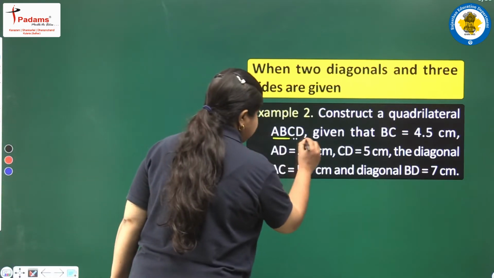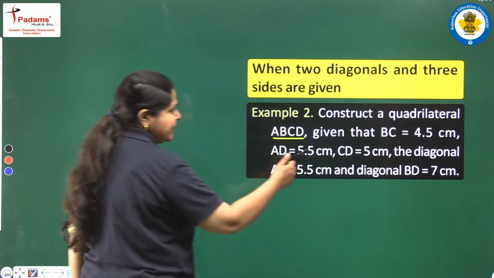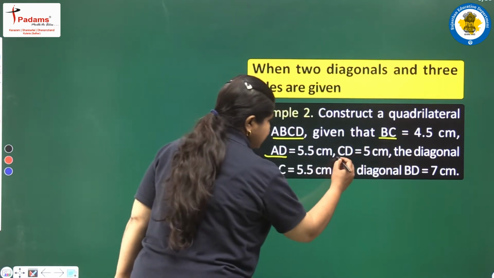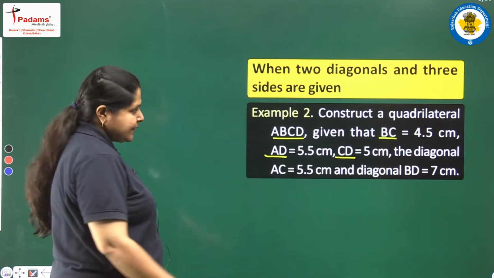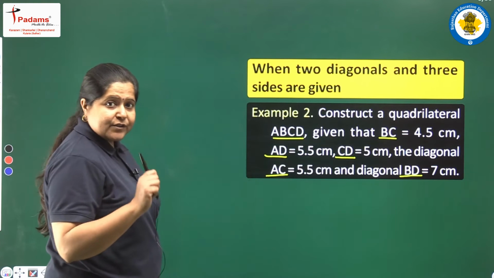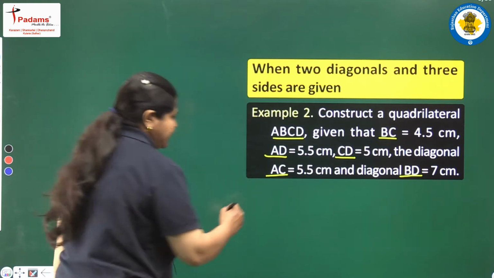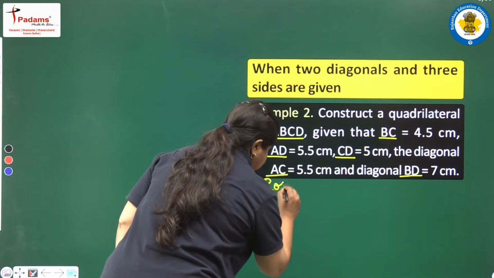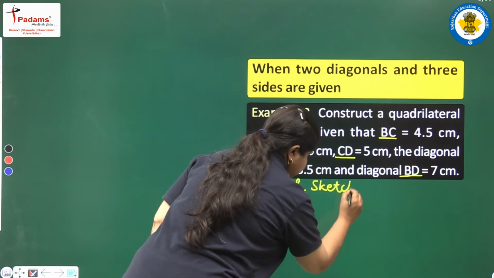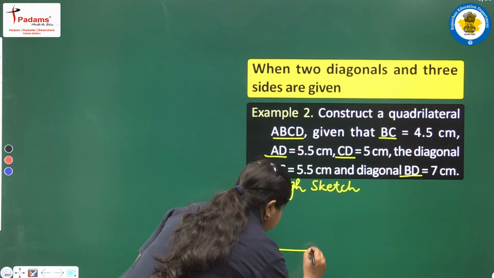Construct a quadrilateral ABCD in which we have been given sides BC 4.5, AD 5.5, CD 5 centimeters. Then we have 2 diagonals AC and BD. So first of all we will draw its rough sketch. Let us draw it in this way.